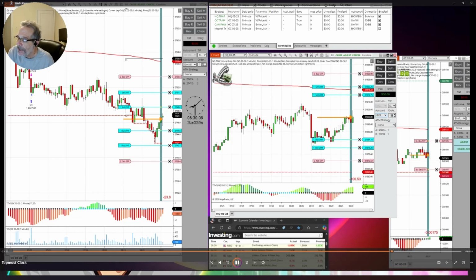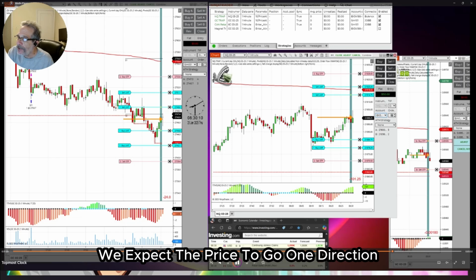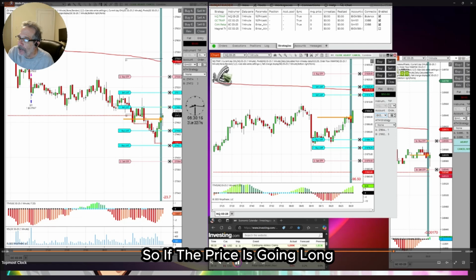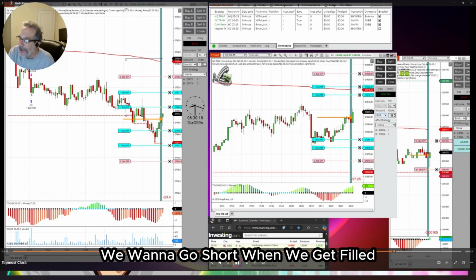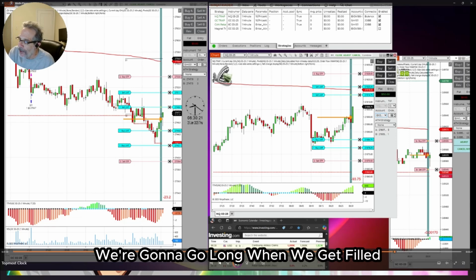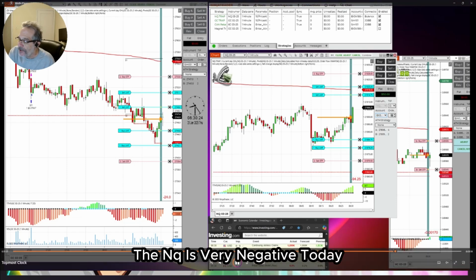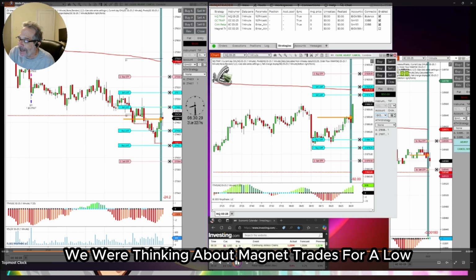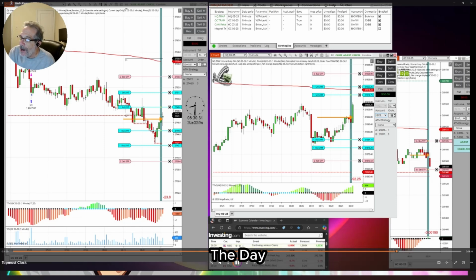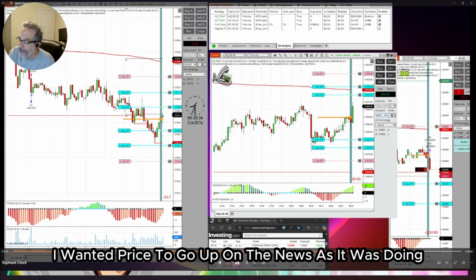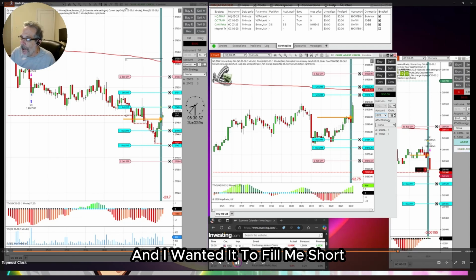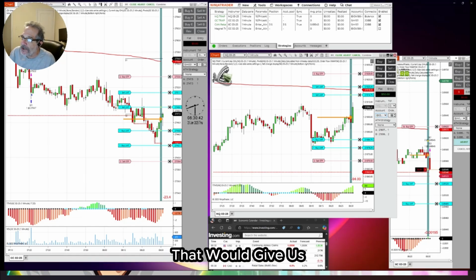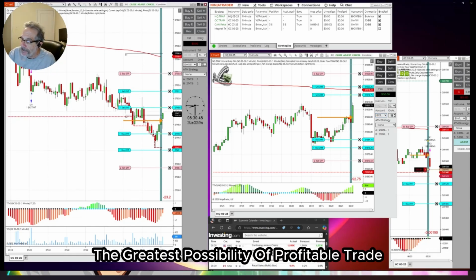Now, on a trap trade, we expect the price to go one direction and our trade goes the opposite. So if the price is going long, we want to go short when we get filled. If the price is going short, we're going to go long when we get filled. The NQ was very negative today. We were sitting near the VWAP. We were thinking about magnet trades for a low of the day. I wanted price to go up on the news as it was doing, and I wanted it to fill me short because the NQ analysis said that would give us the greatest possibility of a profitable trade.